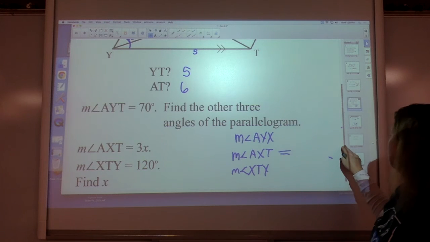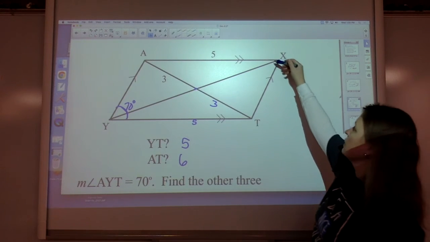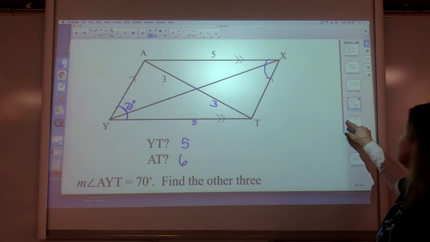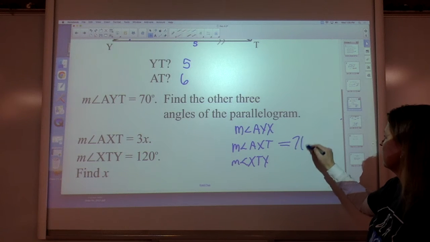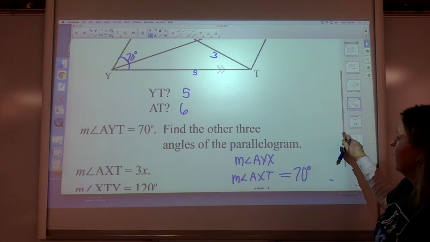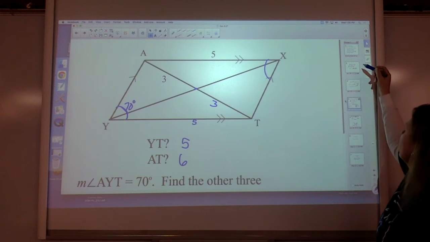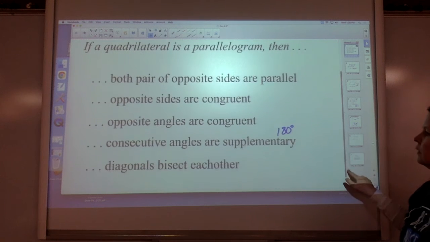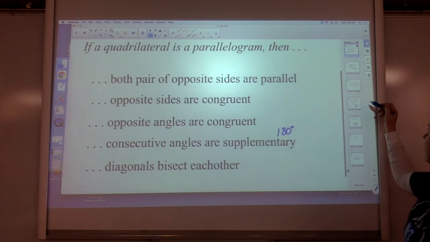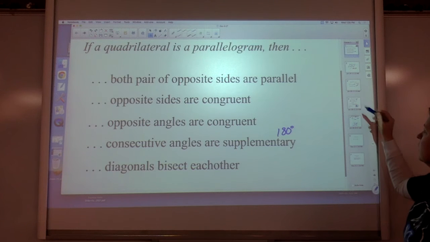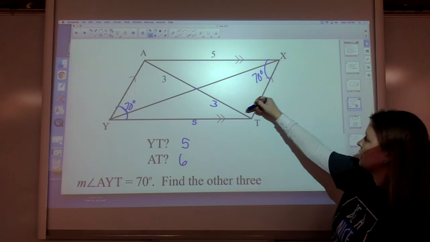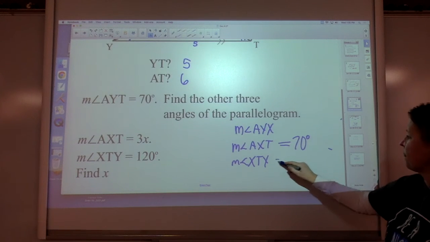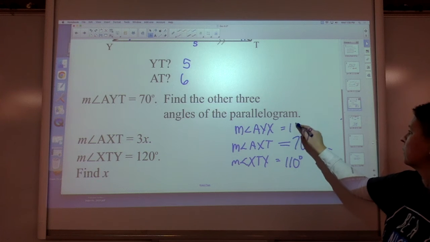Maybe it's easy to find the one opposite first. Opposite angles are congruent. So if angle AYT down there is 70 degrees, so is measure of angle AXT. How do we find the other 2 angles knowing that they're not congruent? We go back up to our list. What else helps us? Consecutive angles are supplementary. Oh, well, that's good to know. Supplementary adds up to 180. If this is 70, this has to be 110. If that's 110, that's 110. Degrees, make sure you throw your degrees in there.